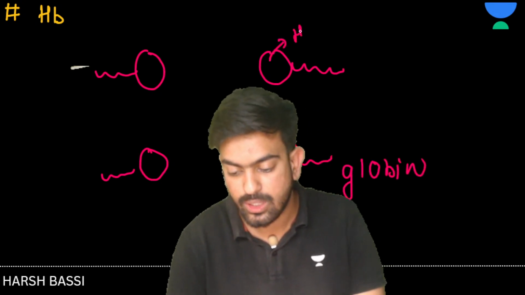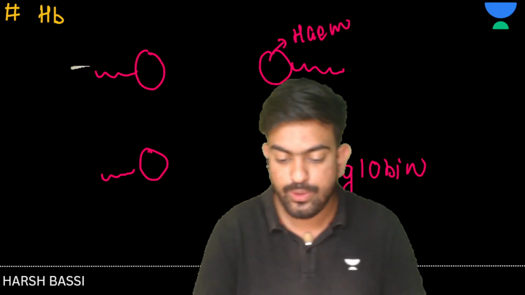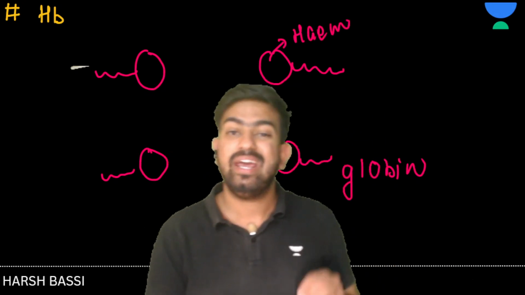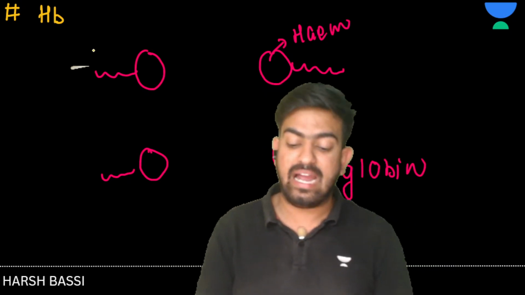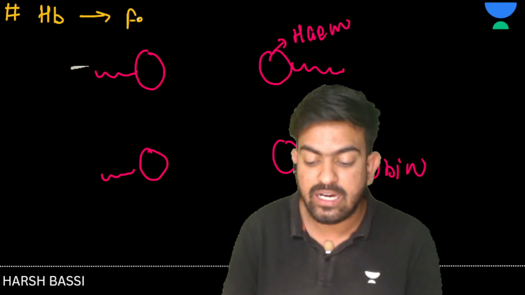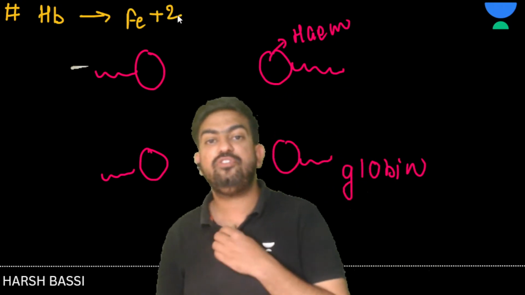This is heme, yes or no? And in between, what is there? In between, we have the iron. And what is the state of iron here? The state of iron is Fe+2.